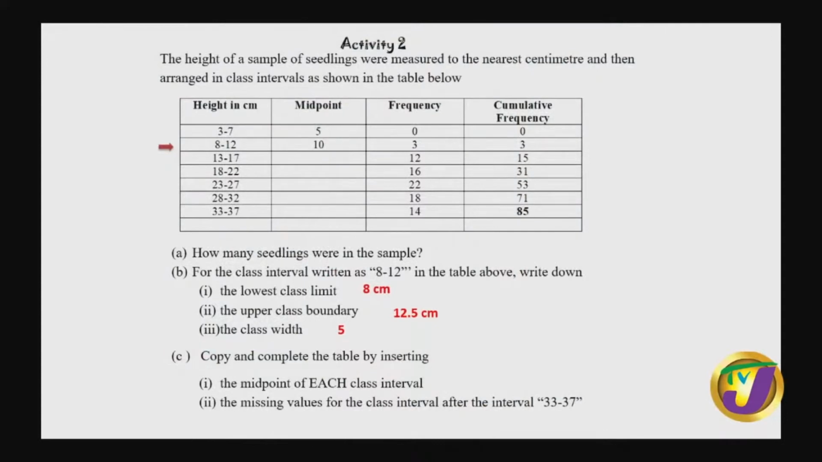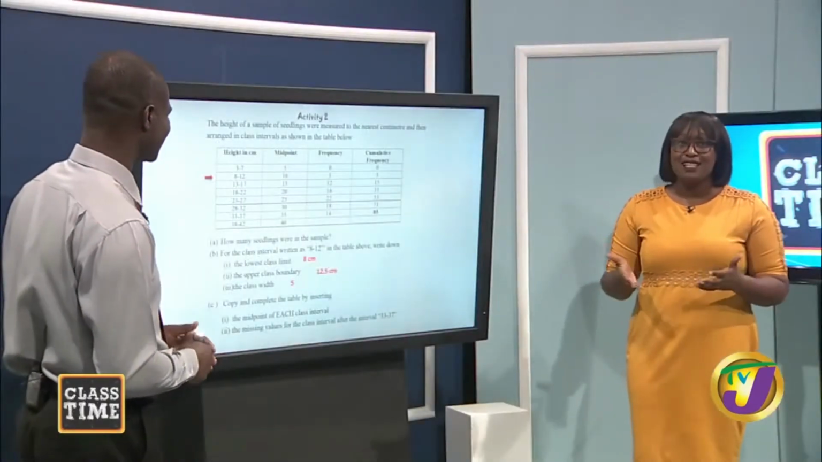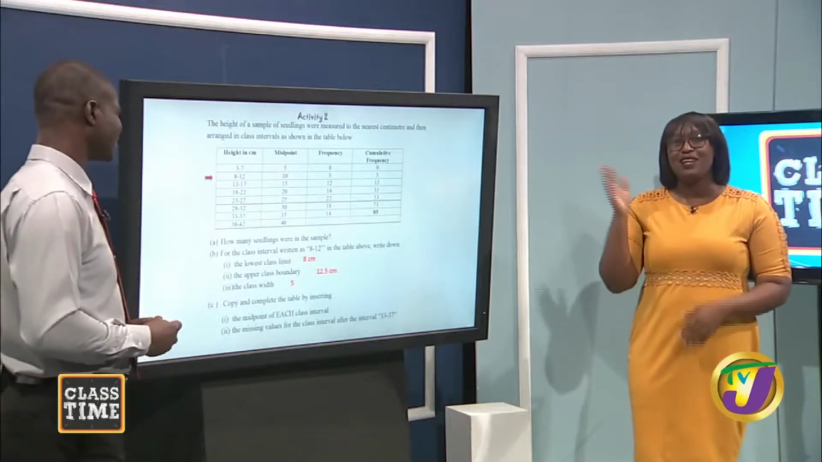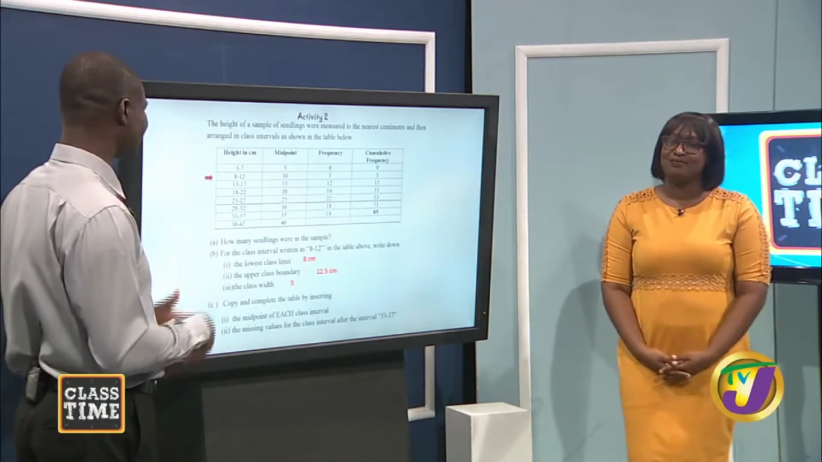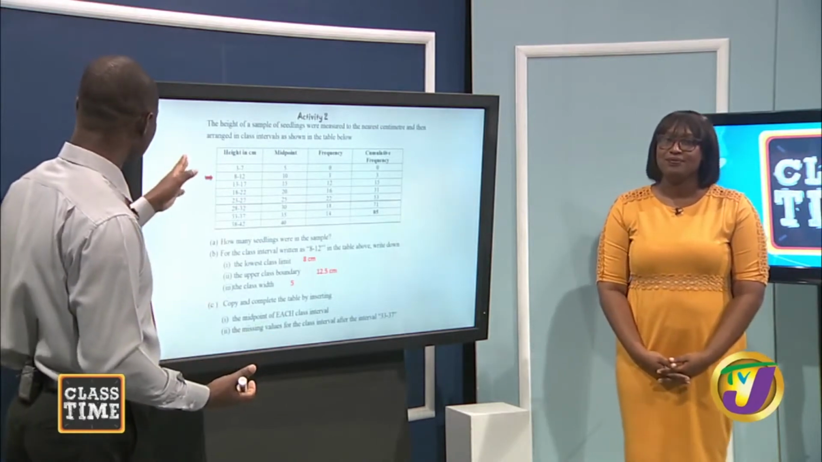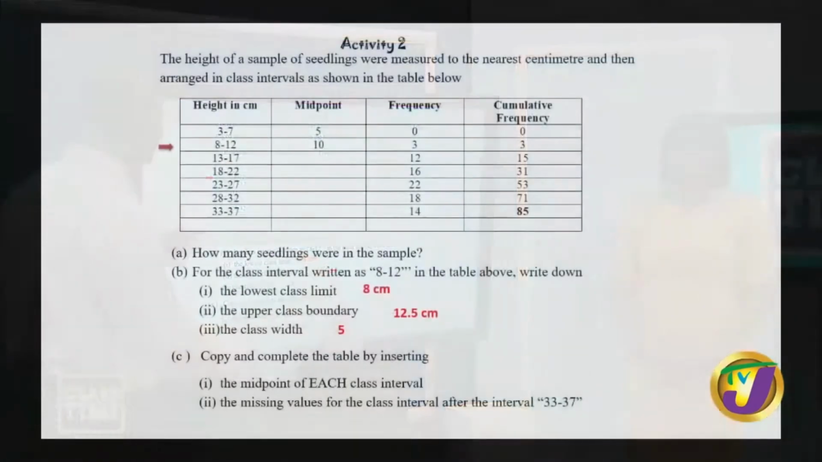But why do you think this information was captured using grouped data rather than the line graph that we looked at before? Well, this is a lot of seedlings. Yeah, it's a lot of seedlings. Can you imagine mapping out a graph with 85 seedlings? Definitely not.